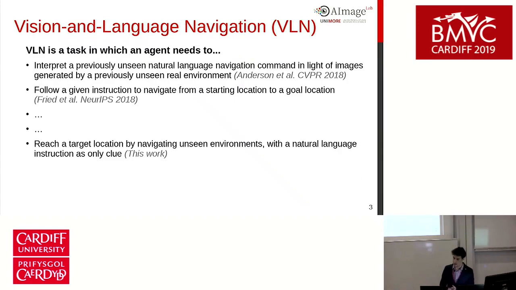And it's a very young task. It was defined in CVPR 2018 by Anderson et al. I'm giving you some definitions here. We can see that the task takes into account the fact that both the instruction and the environments are unseen during training, so the agent must be able to generalize and follow the instruction from a starting location to a goal location. And of course, many other definitions will come with time, but I think we can all agree that we can further summarize the task by saying that the agent needs to know where to go and possibly how to get there. These two simple sentences also allow me to summarize our two contributions.